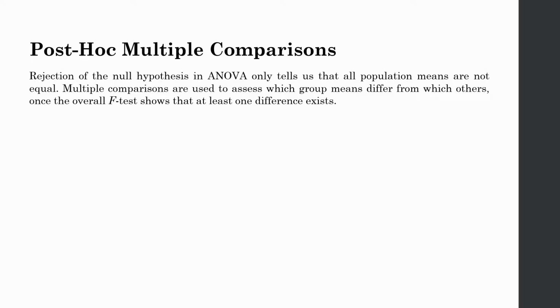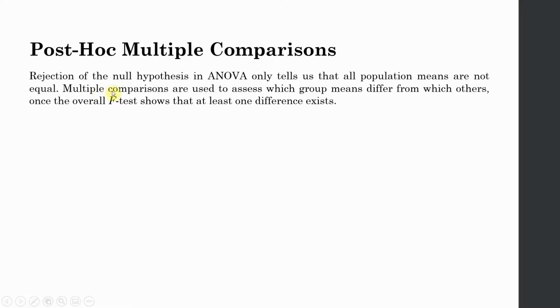Post-hoc multiple comparisons. Now, if your null hypothesis is rejected, the rejection of the null hypothesis in ANOVA only tells us that overall the population means are not equal. So overall there are significant differences. Overall, yes, there are significant differences in the salary across the 3 cities.